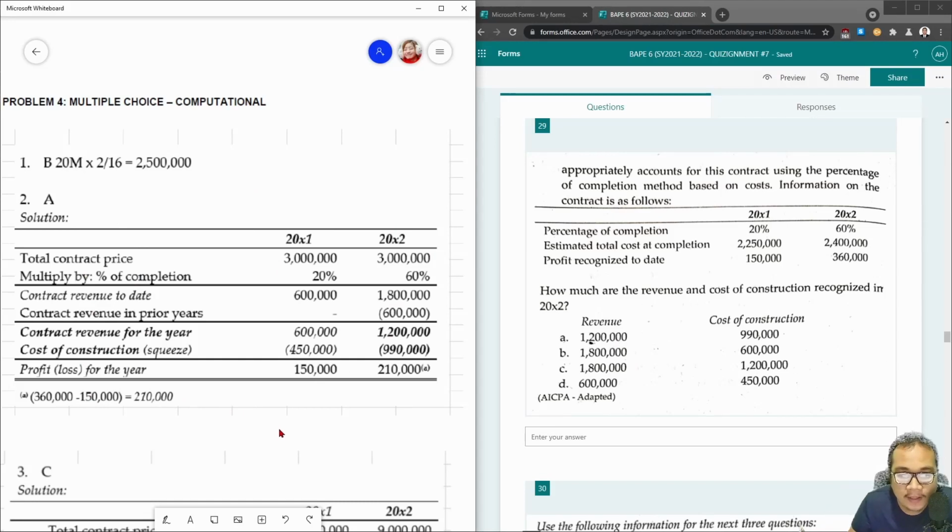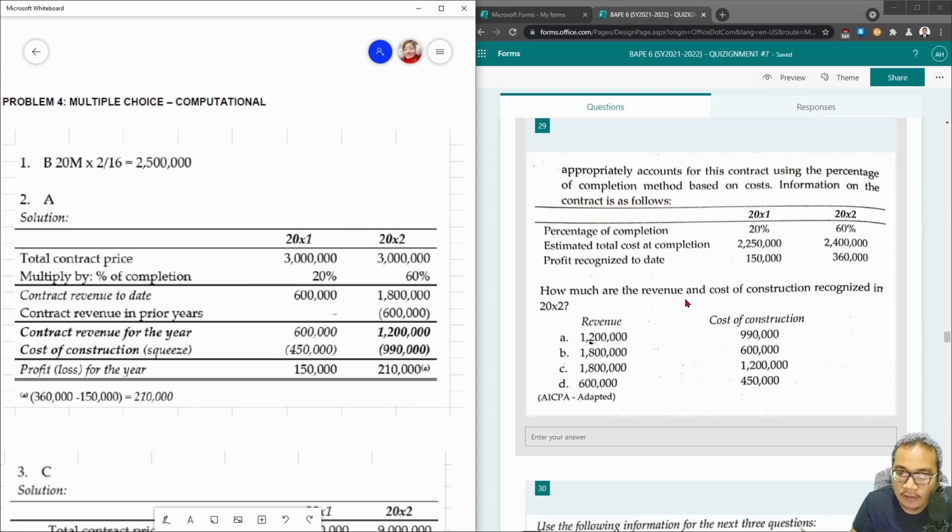Diba? Ganun kasimple. So, may total contract price tayo. Given, 3 million naman eh. Percentage of completion, 20, 60%. So, contract revenue to date natin, multiply mo lang, 1.8. Ngayon, minus mo lang contract revenue prior years para malaman mo ano yung revenue for that current year. Diba? So, 20x1 is 600. Wala namang previous year. Sa 20x2, may previous year kang 600. So, 1.2 yung for 20x2 lang kasi yung 600 yan ang galing sa prior year.